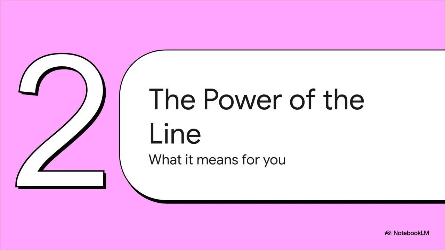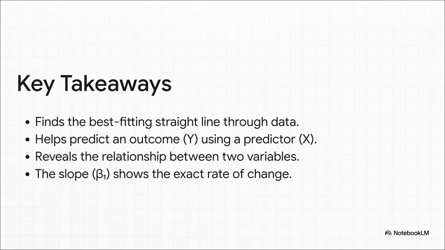So let's zoom out for a second. We've gone through the terms, we've walked through an example. Now let's talk about the big picture, the real power of this simple line and what it actually means for you. So, to boil it all down, Simple Linear Regression takes messy, scattered data and finds the one straight line that makes the most sense of it all.